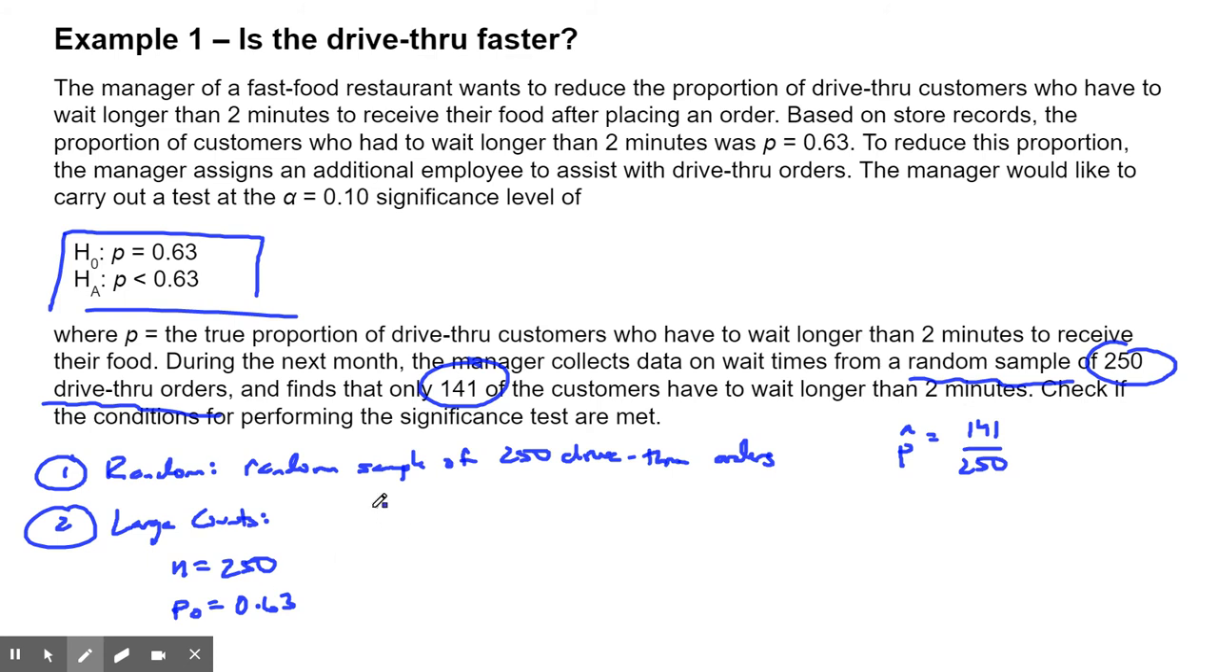Okay, so we'll do n times p null. So 250 times 0.63. When I do 250 times 0.63, I get 157.5, which is at least 10. And when I do 250 times 1 minus 0.63, I get 92.5, which is at least 10. All of my conditions are met.